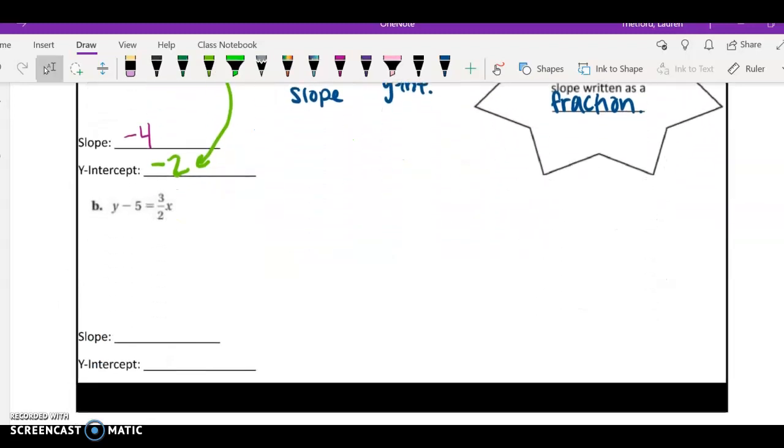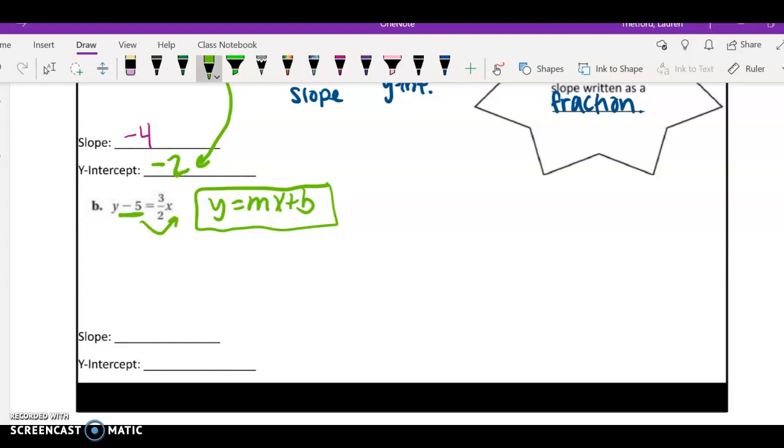Now B: y minus 5 equals 3 over 2x. So remember, we want it in y equals mx plus b form. But right now, the y isn't by itself. Right now, we have this minus 5 next to it. So in order to get our equation into slope-intercept form, we need to move this negative 5 to the other side. In order to do that, we use what we've been using when solving equations.